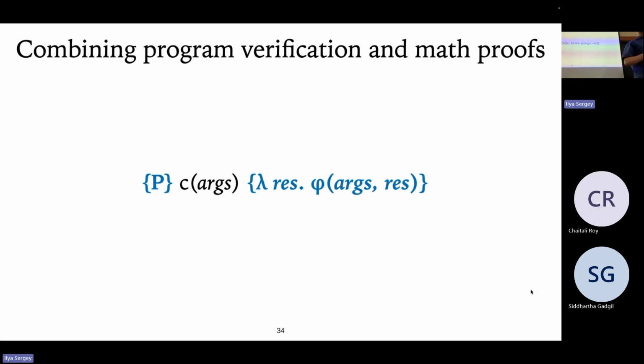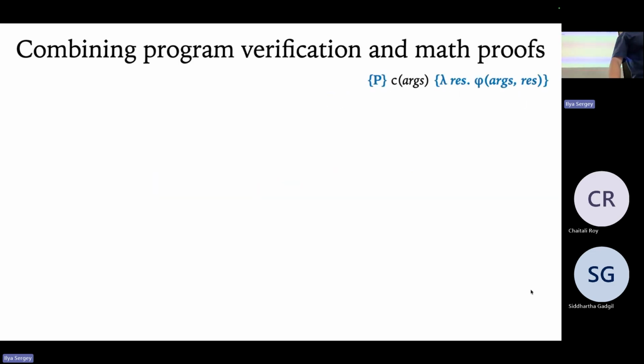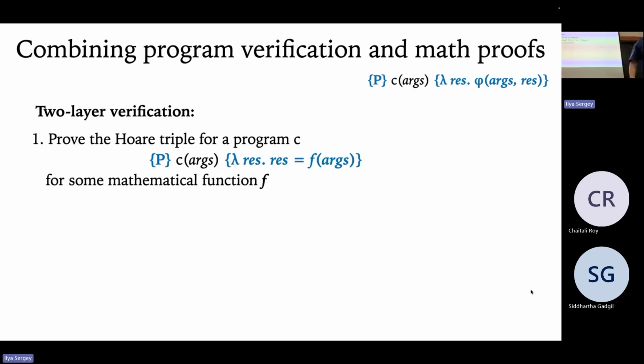So the way you can do it is by divide and conquer, which is actually a really elegant idea that has been used without a name for many decades in program verification. Then Andrew Appel, the professor in Princeton who led VST, gave it a name, two-stage verification. So the idea is two-layer verification, and it is very simple.